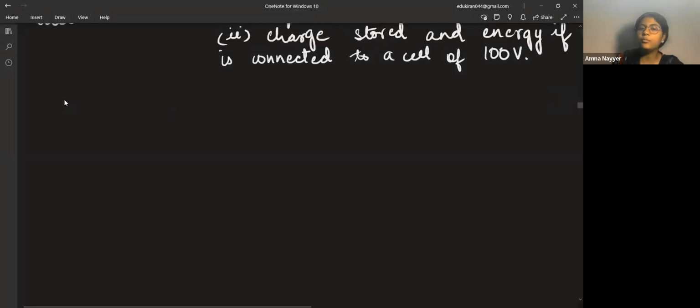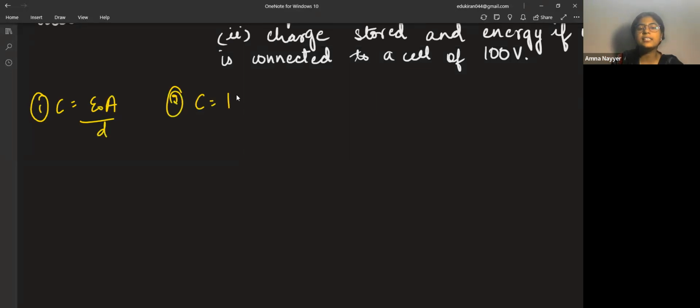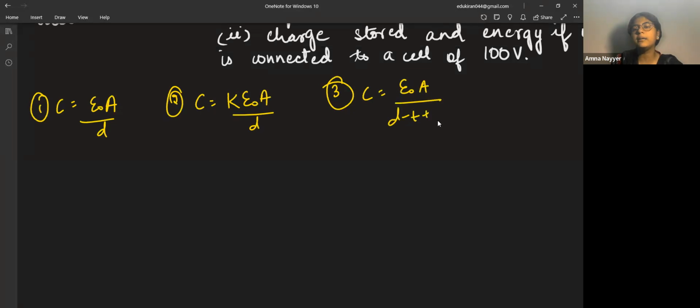See, 4 formulas we had discussed. C is equal to epsilon naught A by D. One we discussed, C is equal to K epsilon naught A by D. Third one, C is equal to epsilon naught A by D minus T plus T by K. And C is equal to epsilon naught A by D minus T.